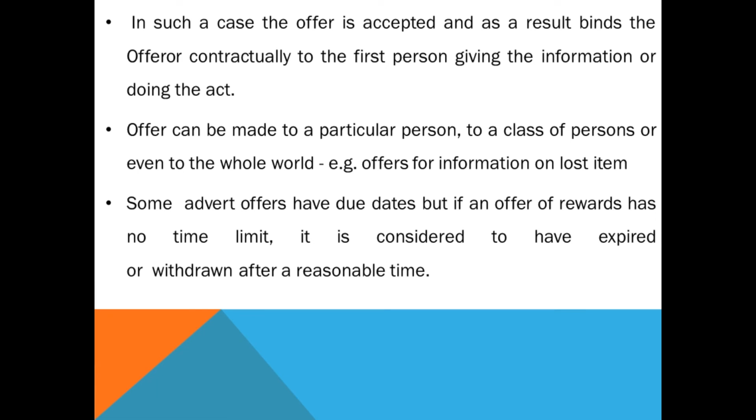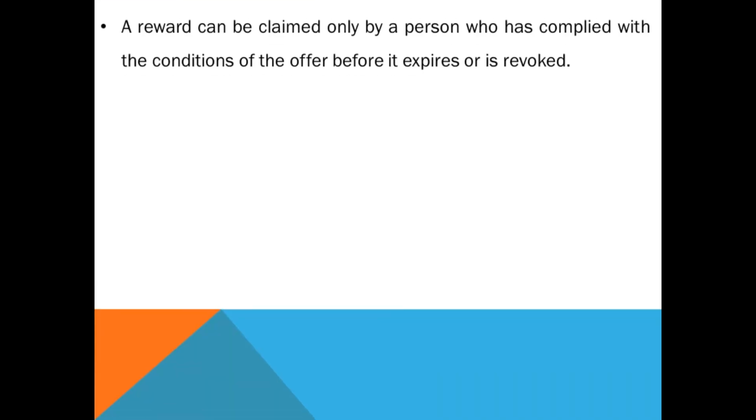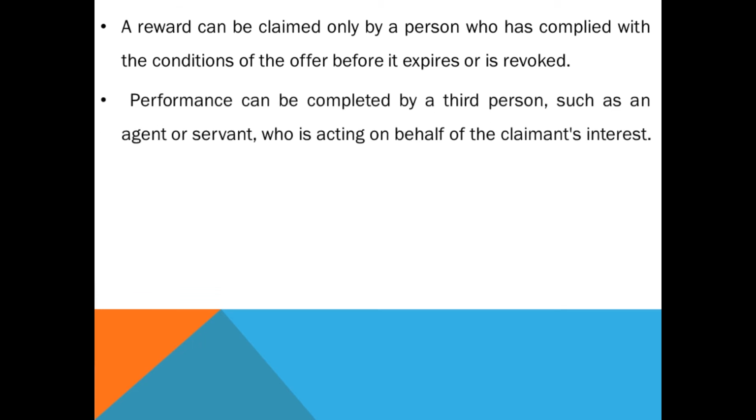Some advert offers have due dates, but if an offer of rewards has no time limit, it is considered to have expired or withdrawn after a reasonable time. A reward can be claimed only by a person who has complied with the conditions of the offer before it expires or is revoked. Performance can be completed by a third person, such as an agent or a servant, who is acting on behalf of the claimant's interest.